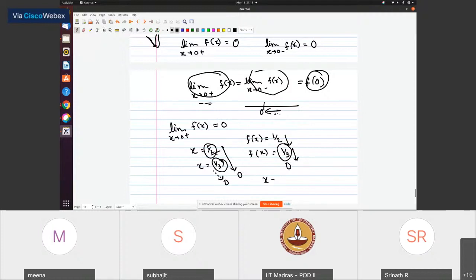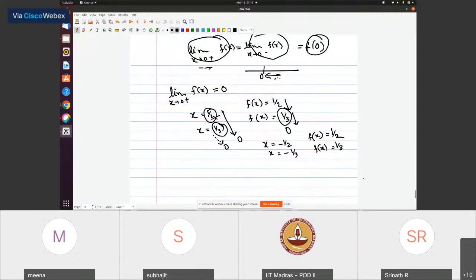Similarly, from the negative side, suppose x is minus 1 by 2. What is f(x)? It is half. When x is minus 1 by 3, it is 1 by 3. When x is minus 1 by 4, it is 1 by 4. So as we approach 0 from the negative side, the functional value also approaches 0. That's why the limit as x tends to 0 minus of f(x) is 0. Is it clear? Yes, yes.